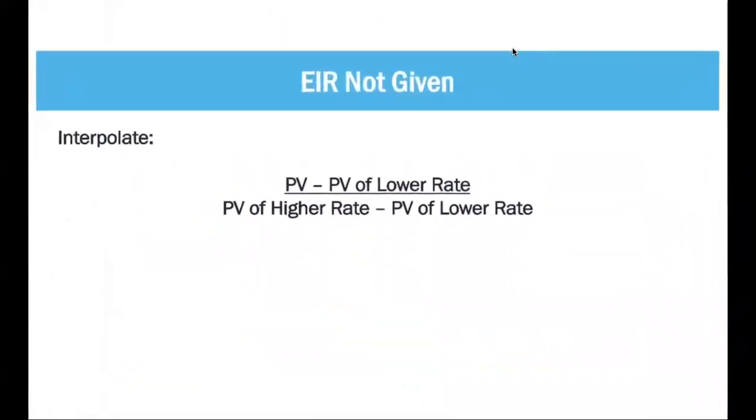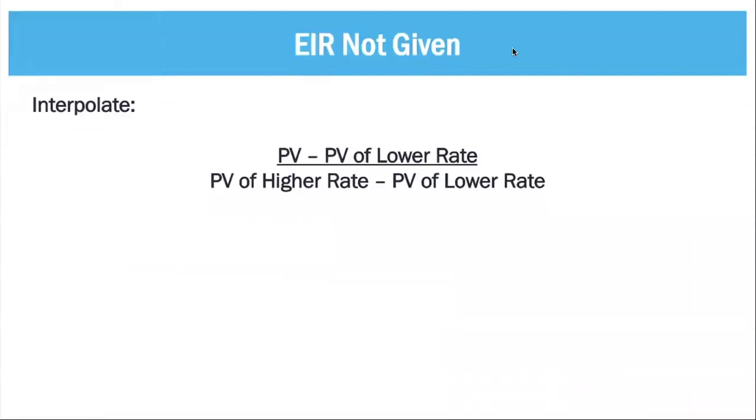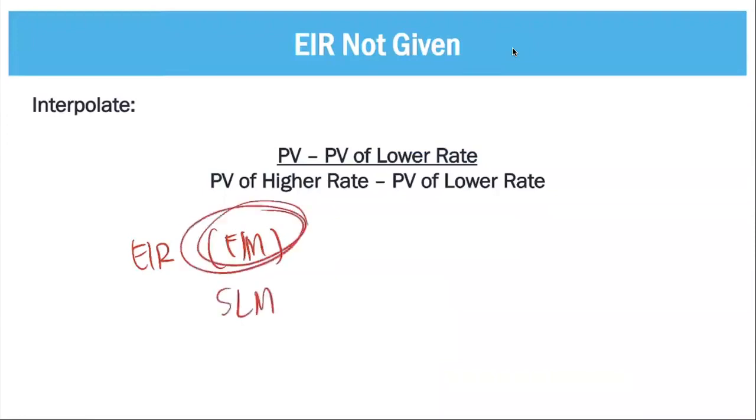So if ever the EIR is not given, take note of what we said: use your effective interest rate or effective interest method, unless the problem tells you to use a straight line method. So it is always the effective interest method. If the EIR is not given, you interpolate: you get the PV less the PV of the lower rate, divided by the PV of the higher rate less the PV of the lower rate. That is for interpolation. But generally, we do not use interpolation because it is harder. What we do really is a trial and error method.